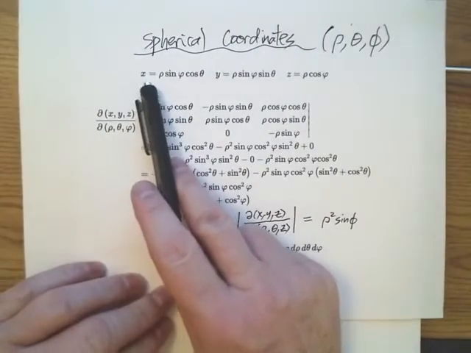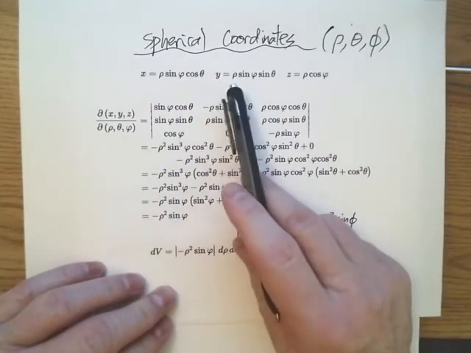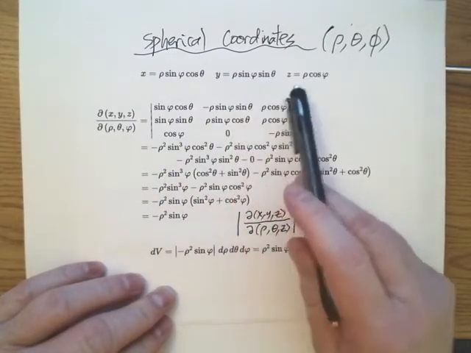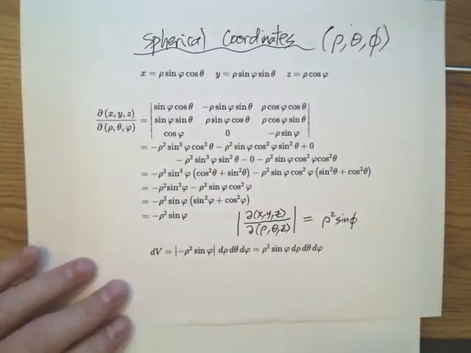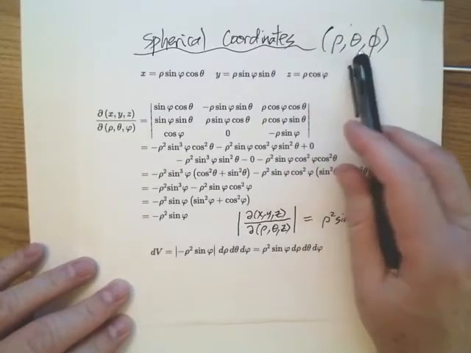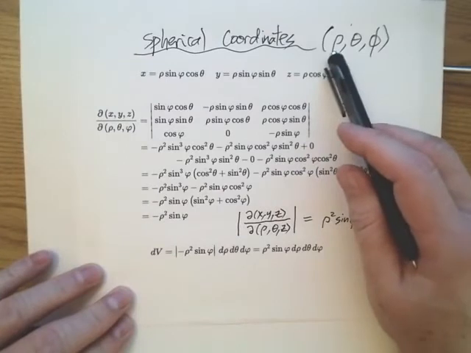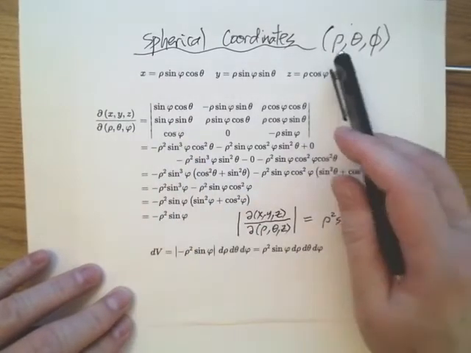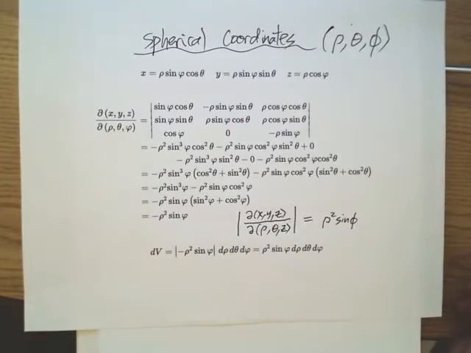Remember that x is what? Rho sine phi cosine theta. Y equals rho sine phi sine theta. And z equals rho cosine of phi. Okay? So here are our coordinates in this order. These are the independent variables, right? So when you take partial derivatives, for example, if you're going to take the partial derivative with respect to rho, be sure and leave these other 2 fixed and so forth.